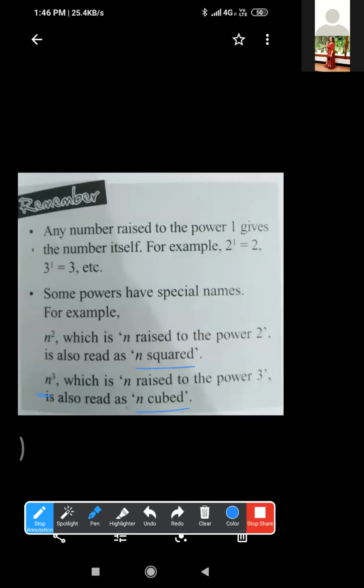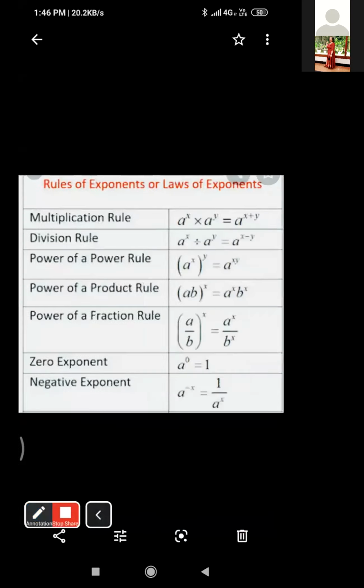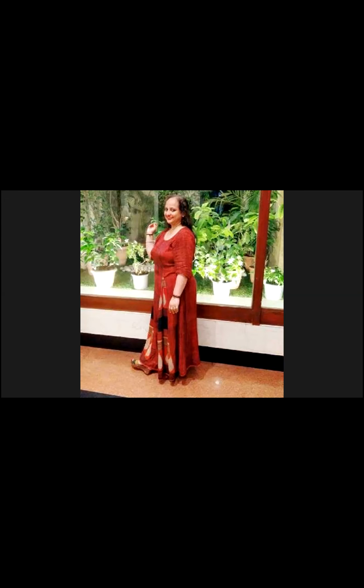If we write n raised to power 4, n raised to power 5, n raised to power 12, n raised to power 14, any number we read as it is. Only 2 we call square and 3 we call cube. Remember this. Okay, these are the important points. Before that, did all of you understand this one? Okay, very good. Now we do some questions on it.